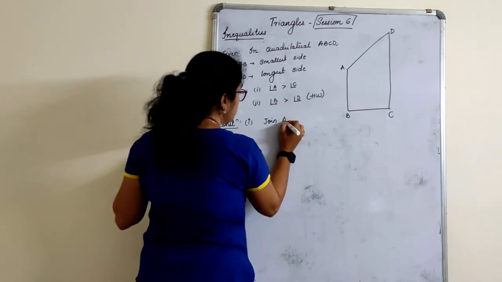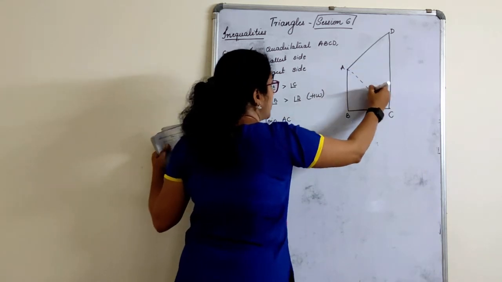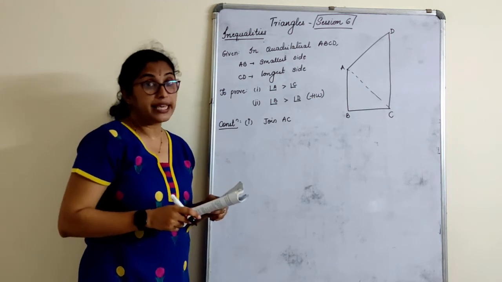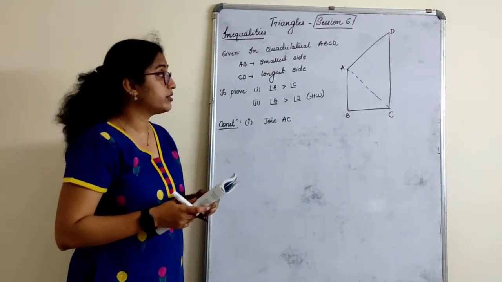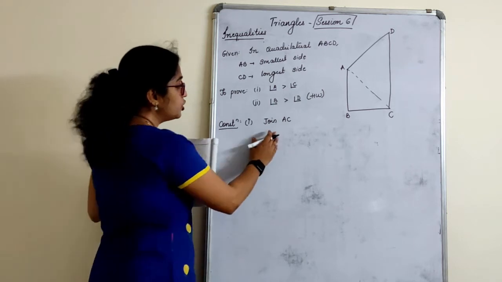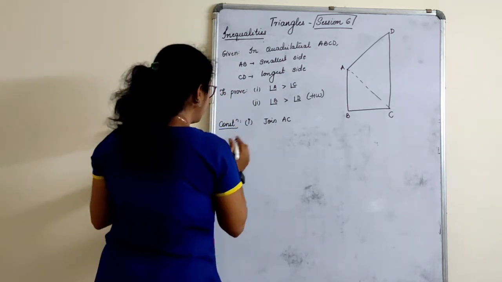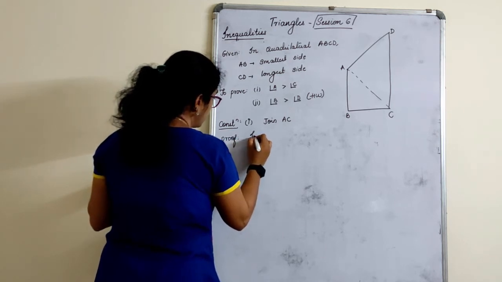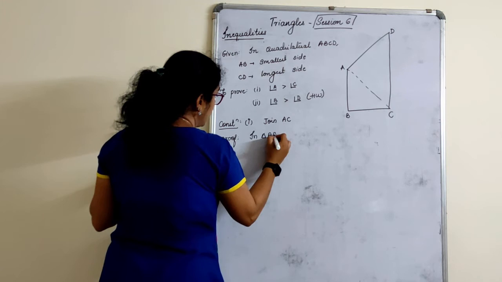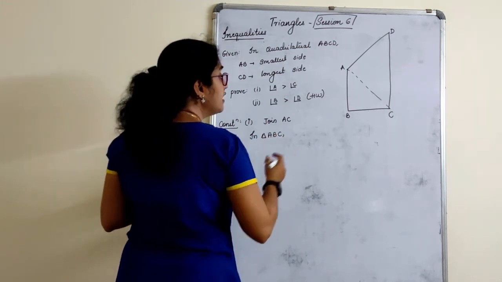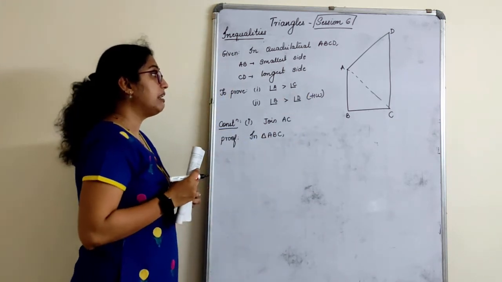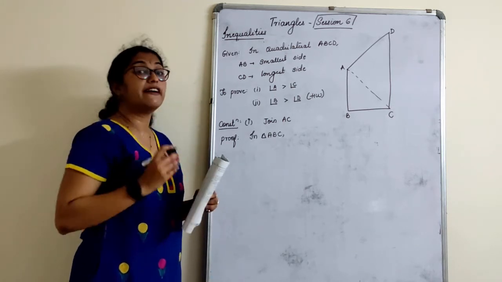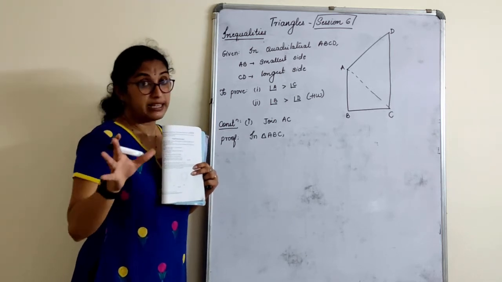Join AC. Let us assume that there is one imaginary line AC here. So for inequalities we want a triangle there. Same like in congruency how we require a triangle, here also I require a triangle. Join AC. So since I have joined AC, proof in triangle ABC. Let us assume that AC does not exist actually.